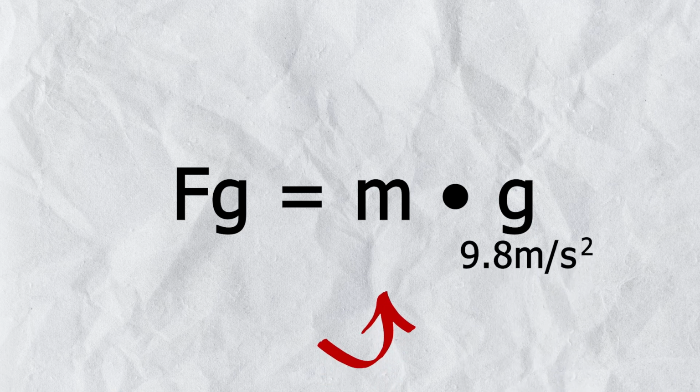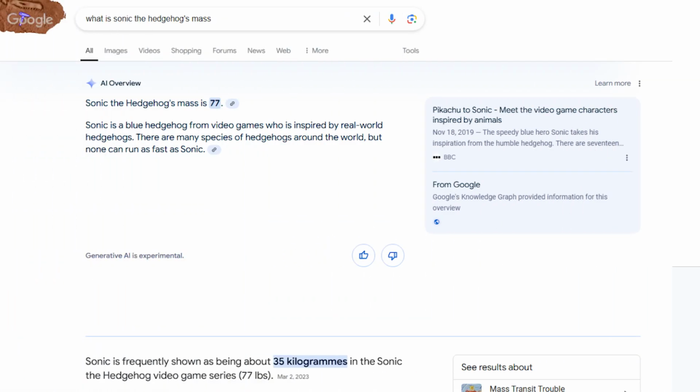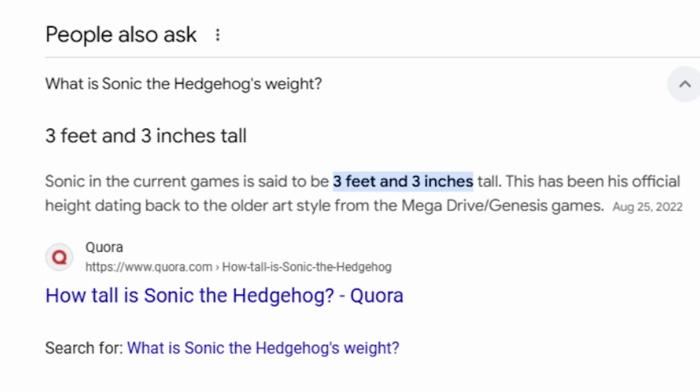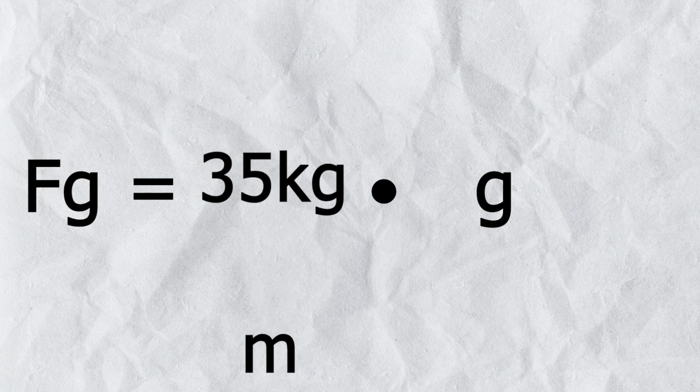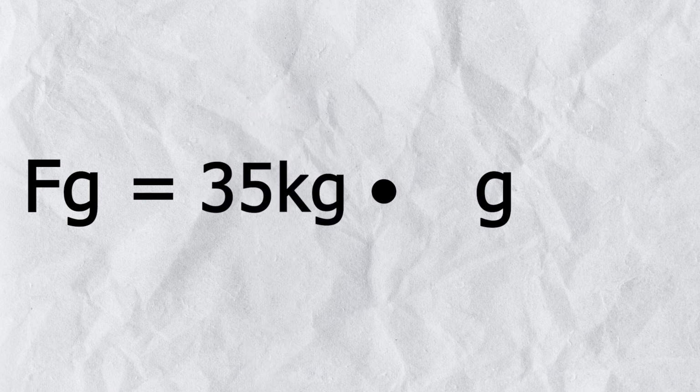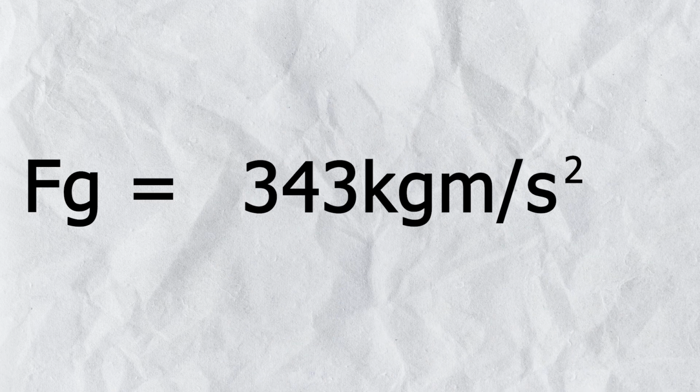This leaves us with Sonic's mass, which we can find quite easily thanks to Google. Yeah, sure. Thanks to Google, this is exactly what I'm looking for. Regardless, if we substitute the known variables into our equation, we get the force of gravity equals 35 kilograms multiplied by 9.8 meters per second squared. These two numbers multiplied together would give us 343 kilogram meters per second squared.